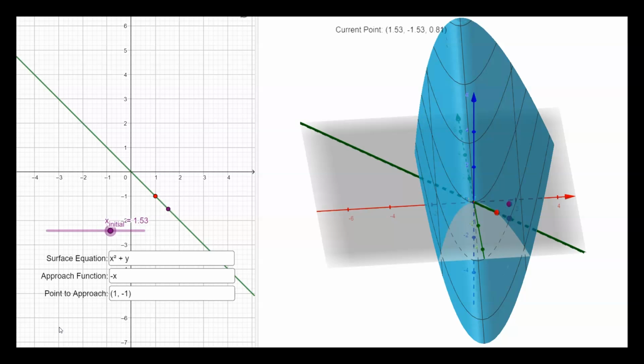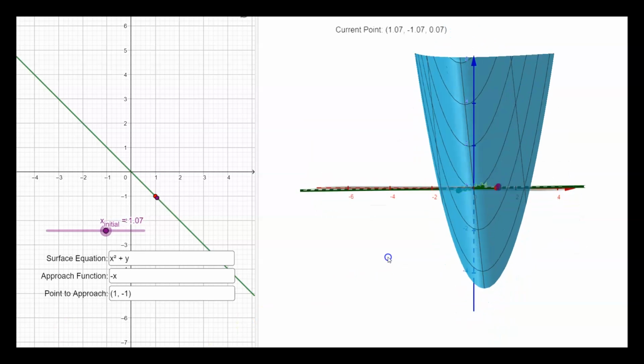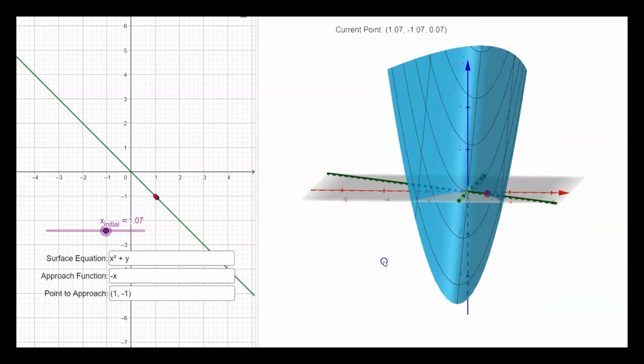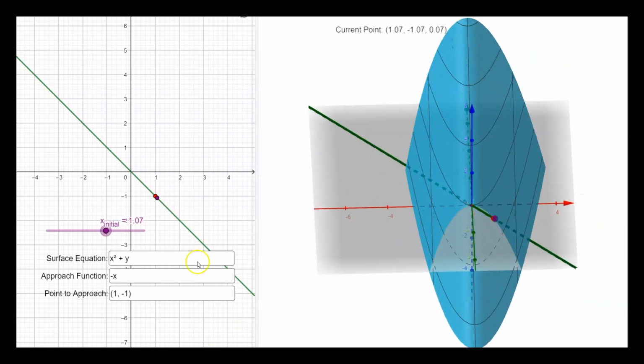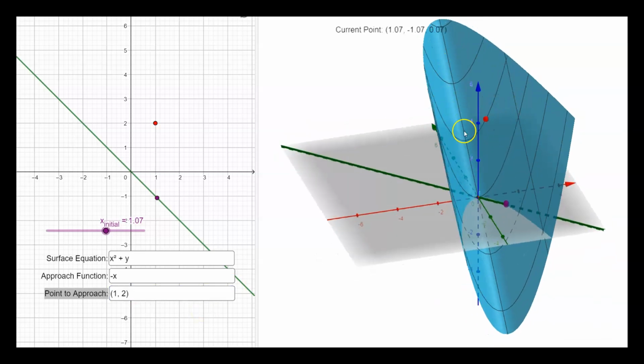Okay, coming from the other side, it also appears, well, heck, we can pretty clearly see visually that there's no break in the graph or anything weird going on, so of course it's going to approach that point. We can pick any point here. We can make this 1, 2, and say, all right, well, it doesn't matter which direction I come from on this surface. It looks like there's nothing weird going on.